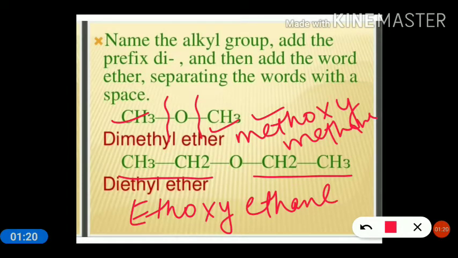During nomenclature, oxygen will go on that side where the number of carbons is less. But in the case of symmetrical ethers, on both sides the carbons are the same. So you can give the name of oxygen on either side. So this is ethoxyethane.